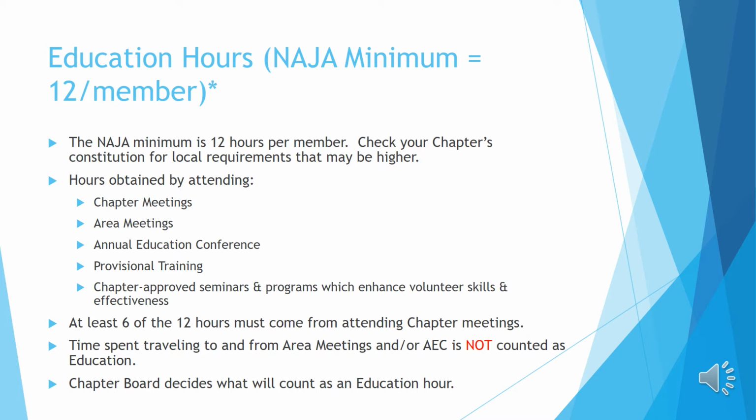Education hours may be obtained by attending chapter meetings, area meetings, annual education conference, provisional training, or chapter-approved seminars and programs that enhance JA volunteer skills and effectiveness. At least 6 of the 12 hours must come from attending chapter meetings during the year. Note that all chapter meetings are eligible. If a member attends 12 chapter meetings in a year, then she receives at least 12 education hours for the year.